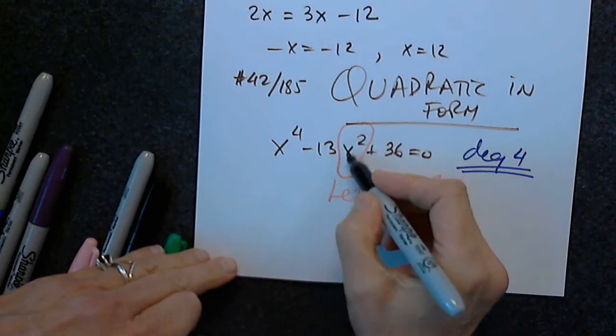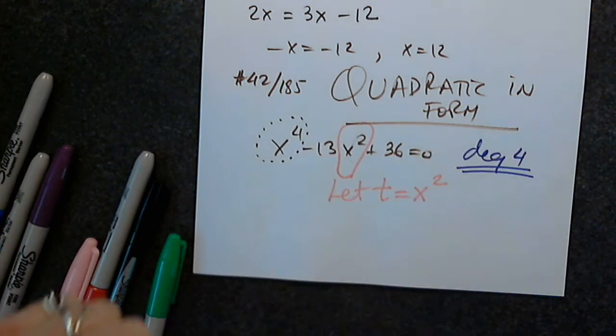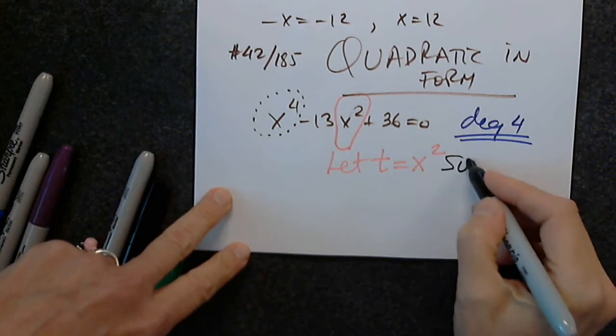Then if this is indeed t, now what is this? Because I cannot have t and x in the same equation. So if I take the liberty to replace x squared by t, then this must be t squared. If it is not, then I cannot use this method. So the applicability of the quadratic in form equations is limited. If the equation cannot be replaced by a quadratic one, then I cannot use this procedure. It's also called substitution.